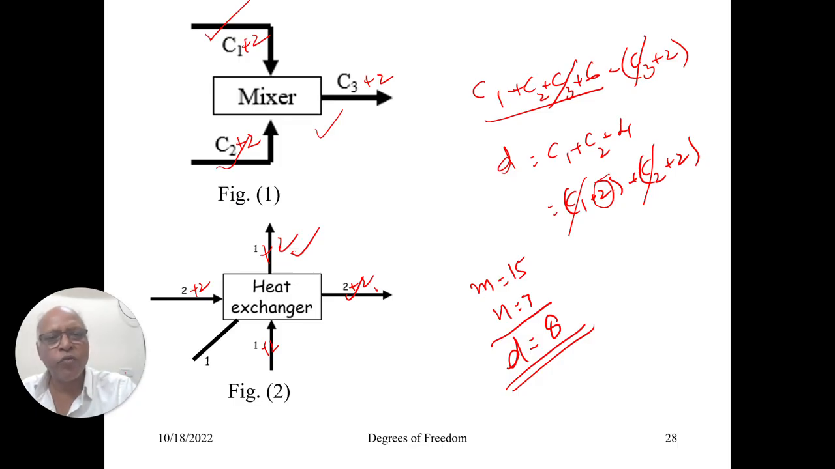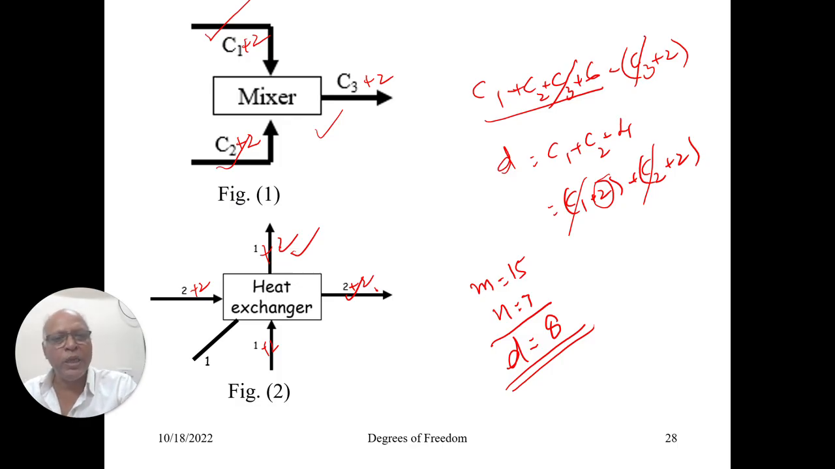Typically, out of this 15, you have the freedom of choosing any 8 variables if you are not using the sequential modular approach. Because the moment you specify 8 variables, there will be only 7 unknowns and you already have 7 equations. So you should be able to solve these 7 equations to calculate the 7 unknowns. Theoretically, that is possible. In fact, this kind of approach is known as the equation-oriented approach, but this is not possible in the sequential modular approach.